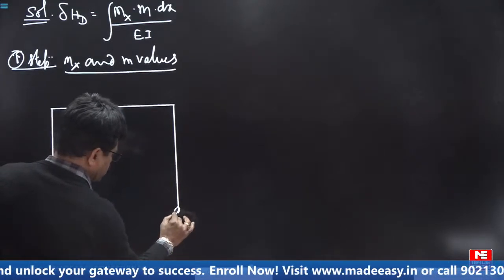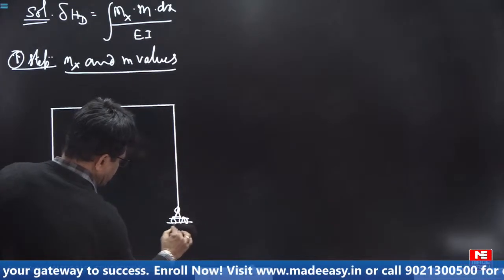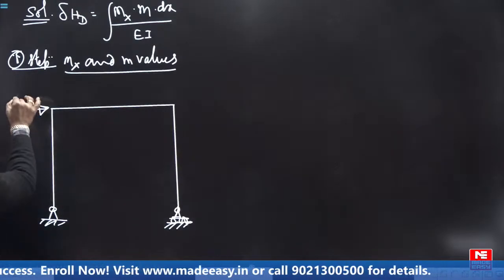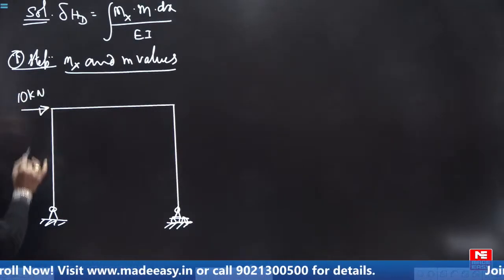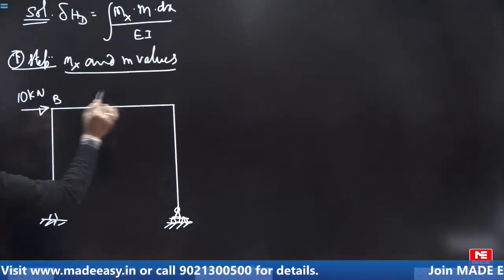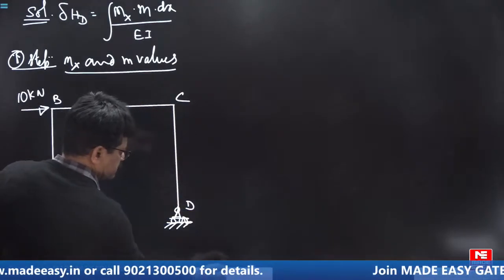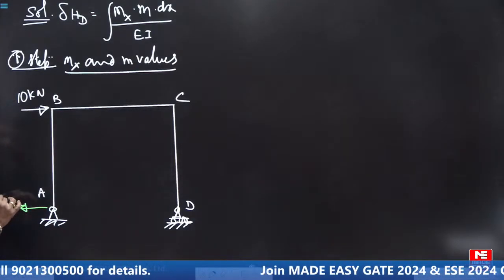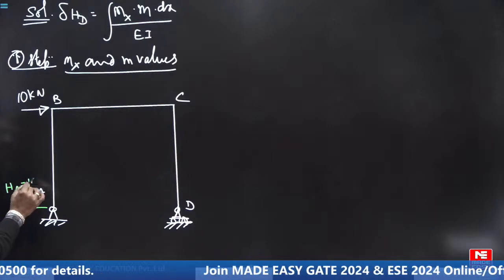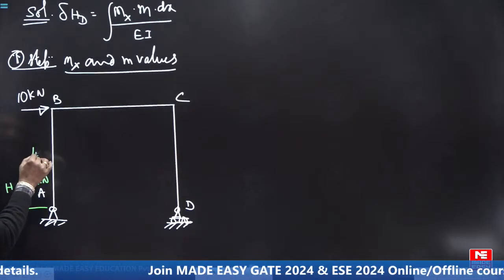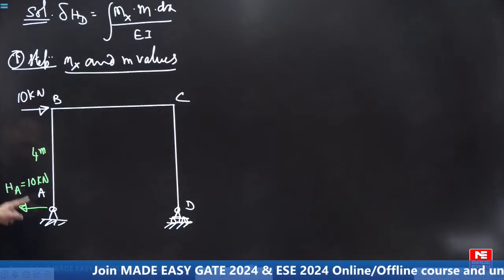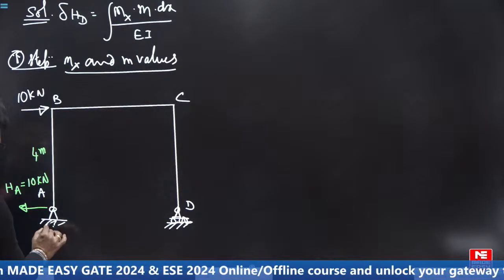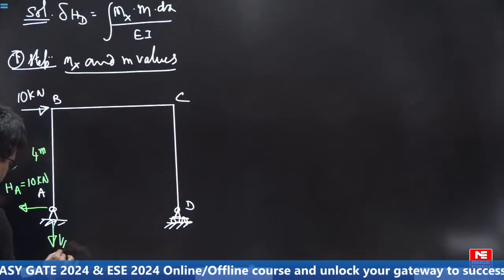Hinge roller, that means it is a determinate frame. Applied load is 10 kilonewton, A, B, C, D. If you apply 10, reaction HA is also 10. This length is 4 meters. Now you see this 10 together forms a clockwise couple. To balance a clockwise couple, an anti-clockwise couple should develop like this.